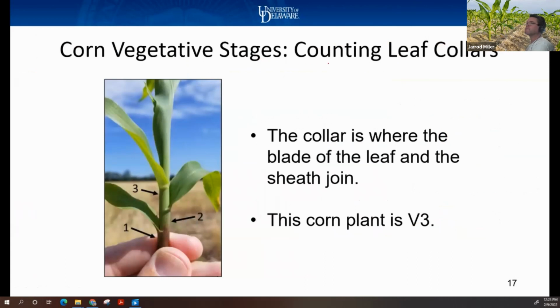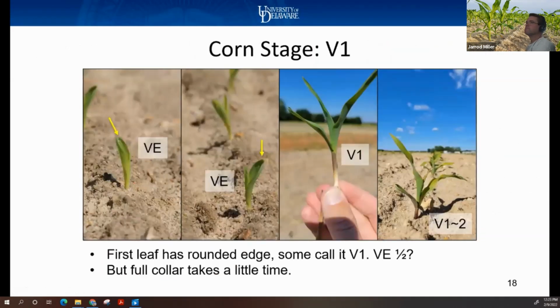So for corn vegetative stages, you have to count these leaf collars. So this is 1, and then 2, you can see it connected and drooping off, and then 3, there's that line. Here's 4, it's straight up and down. So this plant is V3. So that's how we do it. You just got to be as consistent as possible.